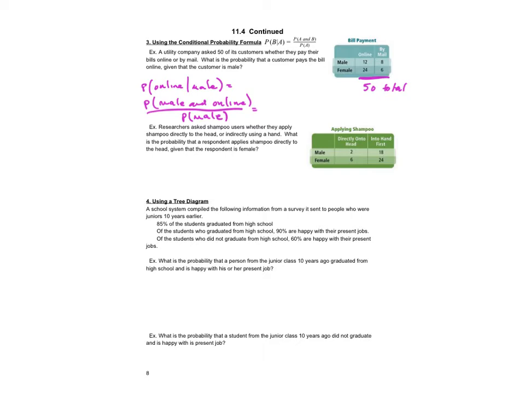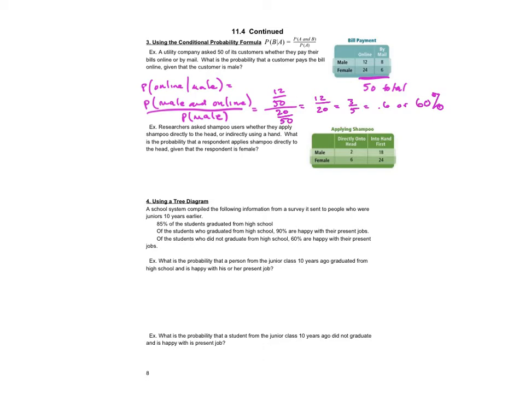So we have the probability of mail and online is going to be 12 of 50, and then the probability of being male is going to be 36. No, that would include females. Sorry, I was going the wrong direction. 20 of 50, and that is going to simplify, of course, to 12 over 20 or 3/5, which is 0.6 or 60%. And that is the probability that a customer pays online given that the customer is male.